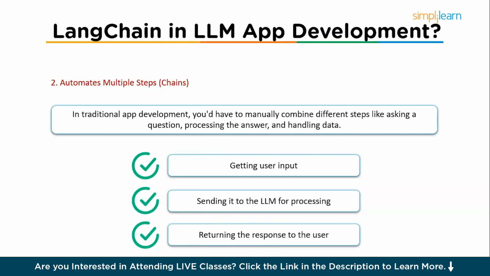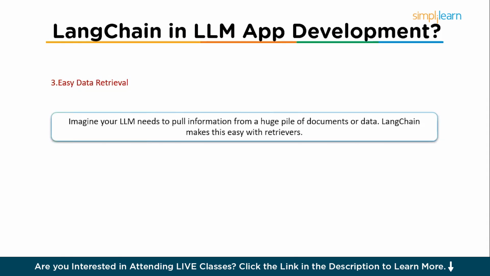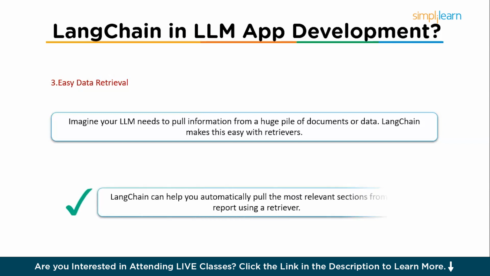So this makes development faster and less error prone. Now moving on to the third one, we have easy data retrieval. Imagine your LLM needs to pull information from a huge pile of documents or data. LangChain makes this easy with retrievers. You can set up systems to search through documents or databases and bring back the most relevant information. For example, if your app needs to answer questions about the company's quarterly report, LangChain can help you automatically pull the most relevant sections from the report using a retriever.